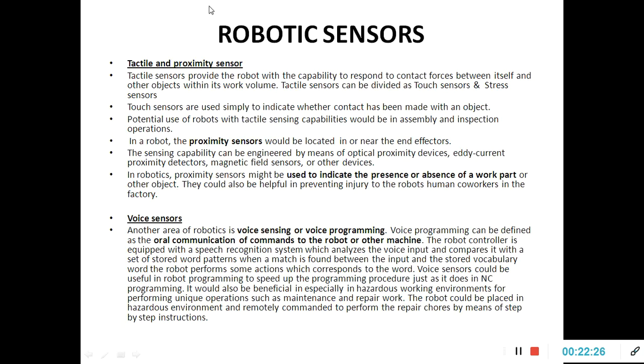Then tactile and proximity sensors. Tactile and proximity sensors are the same. Proximity sensors are capable of detecting the workpiece: whenever these types of sensors are brought near to the workpiece, a magnetic eddy current is going to be produced. So the presence of an object is taken care of by these proximity or tactile sensors, right?